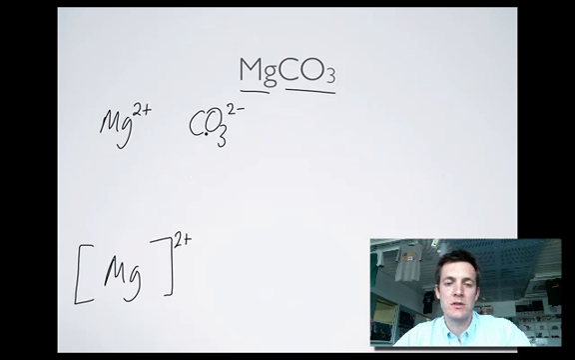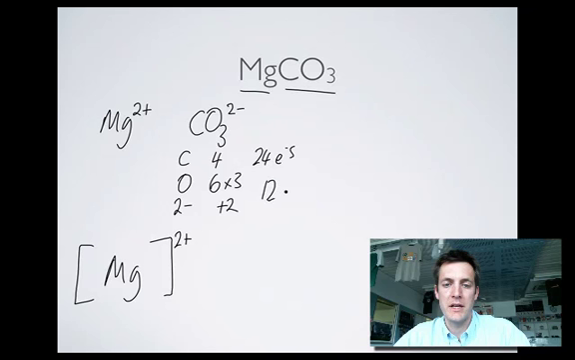Now here we've got two non-metals combined, so we're going to draw an electron dot diagram for this. Carbon is in group 4, oxygen is in group 6, but there's 3 oxygens. There's also a 2- charge, so we're going to add 2 electrons, and that gives us a total of 24 electrons, or 12 pairs. Okay, so here we go with our electron dot diagram.